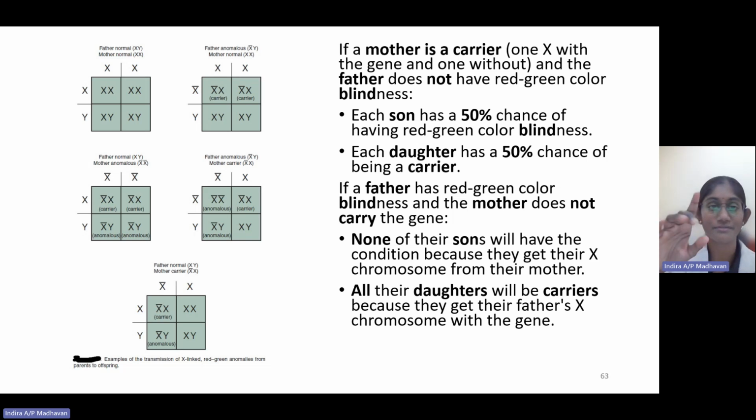But if, let's say, the father has red-green blindness and the mother does not carry the gene, none of their sons will have the condition because they get their X chromosome from their mother. So all their daughters will be carriers because they get their father's X chromosome with the gene. This is the reason why I said just now, if a son has color vision deficiency, that means they got it from their mother's side. Okay, it's not from the father.